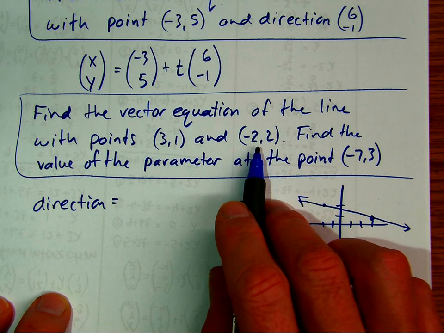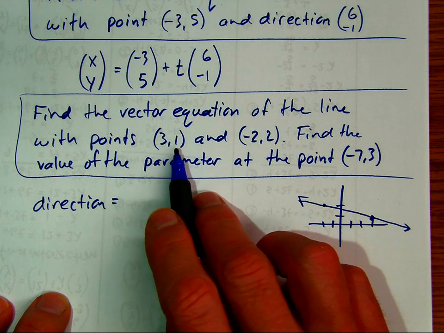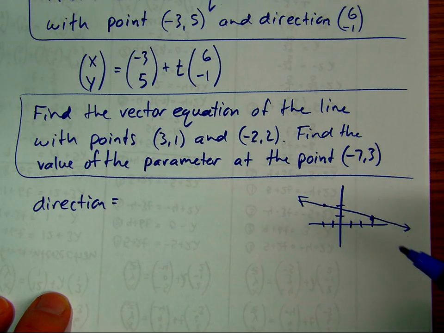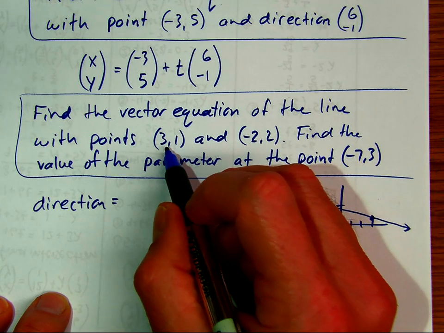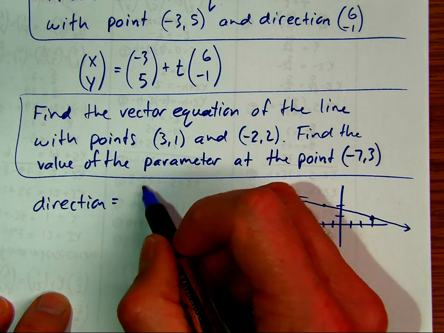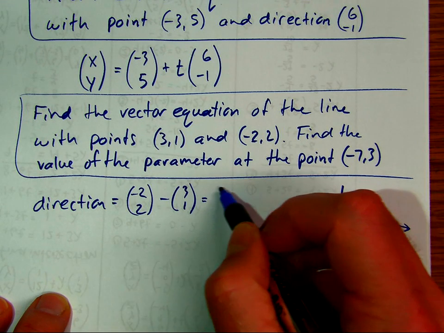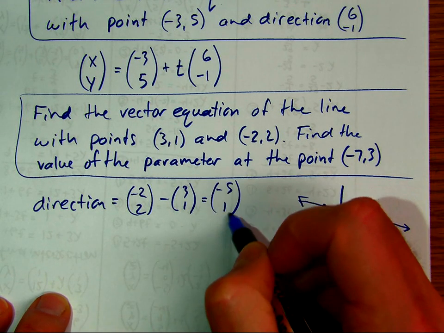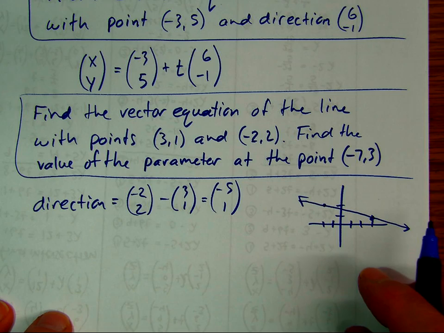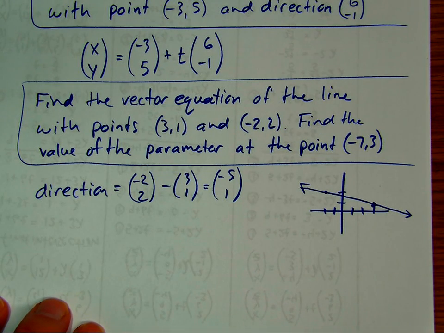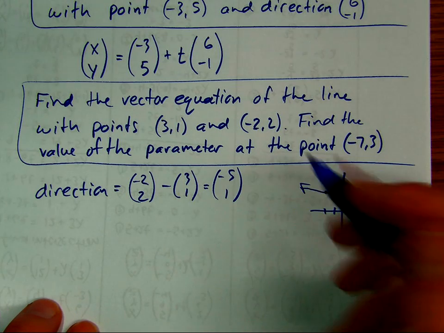So we saw 2 days ago how when you subtract the vectors, that's how you get the vector from one point to the other point. So if I want to go from 3, 1 to negative 2, 2, I have to go negative 2, 2 minus 3, 1. We could have switched the order and it would still give us the same line. It would give us an equation of the same line, but the equation would look different.